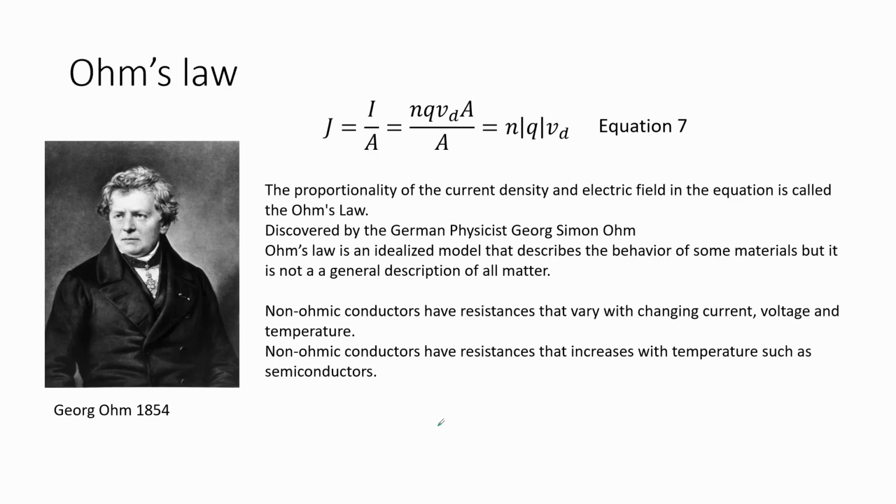Equation 7, which shows the proportionality of the current density and electric field, is called Ohm's law, discovered by the German physicist Georg Simon Ohm. Ohm's law is an idealized model that describes the behavior of some materials, but it is not a general description of all matter. Non-ohmic conductors have resistances that vary with changing current, voltage and temperature. Non-ohmic conductors have resistances that increase with temperature, such as semiconductors, which we will discuss a bit later.